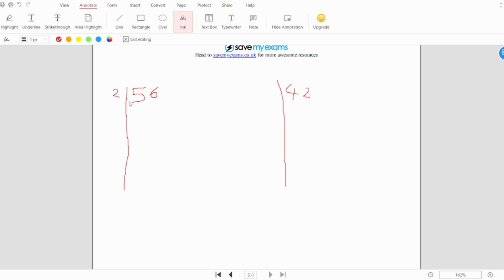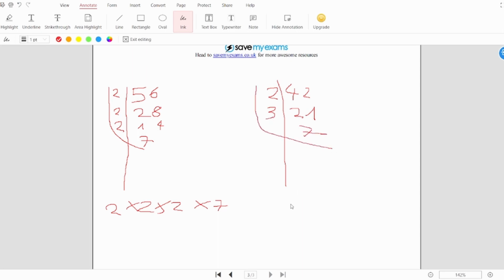You put 2 here, you divide 56 by 2, that's going to give you 28. You do another 2, it's going to be 14, you go 2, it's going to be 7. So these are the prime factors: 2 times 2 times 2 times 7, that's for 56. Now for 42, you go 2, 21, you go 3, 7. These are the prime factors.